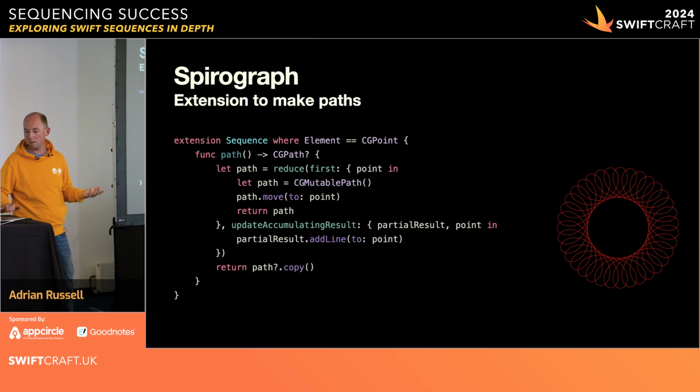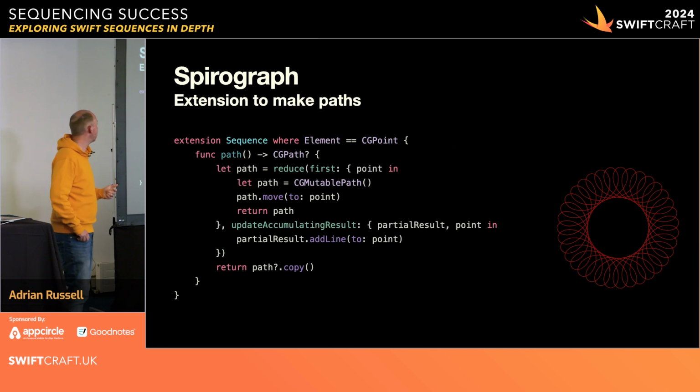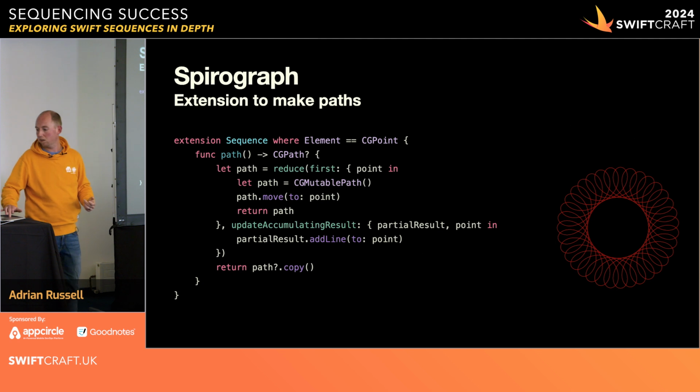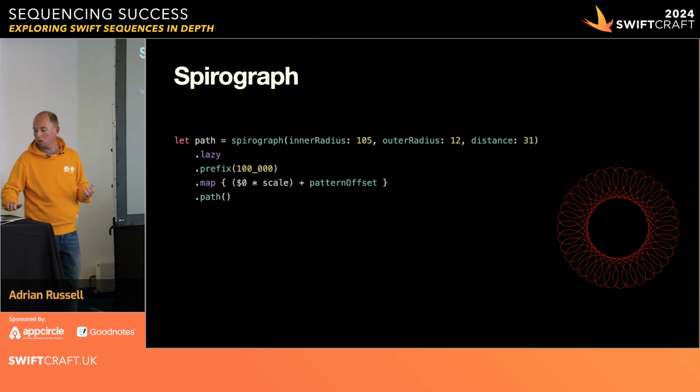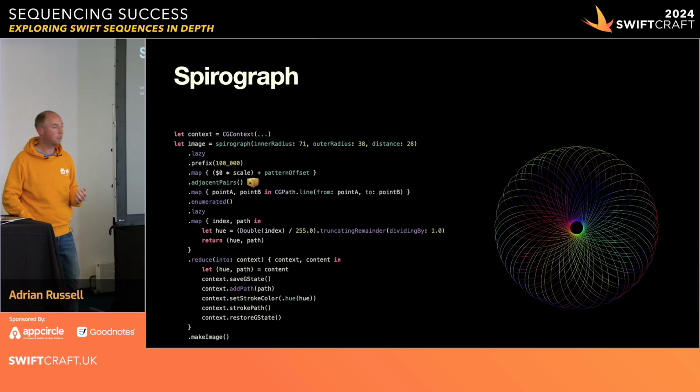But again, we can extend it slightly further. We can add our conditional conformances, as we saw before. So if our sequence contains CGPoints, we can add that as an extension to make a path for us in that particular way. So now our code just becomes that. And we can just go for our final one all the way. So we can then have this.